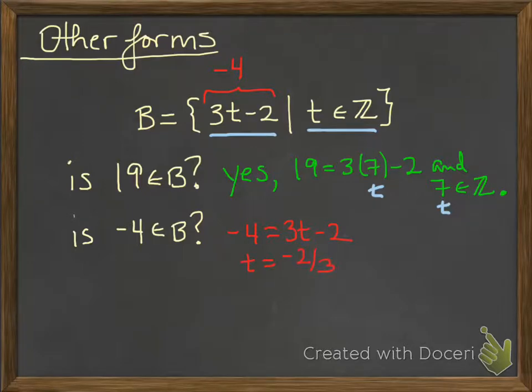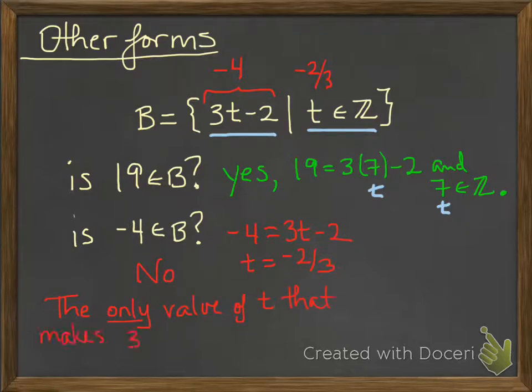t equaling negative 2/3. If I put negative 2/3 there in the condition, then no, negative 2/3 is not an integer. So since the only value of t that could make the expression equal to negative 4, the only value of t that works, is not an integer. And so therefore negative 4 is not an element of B.